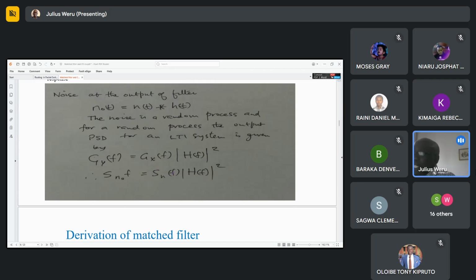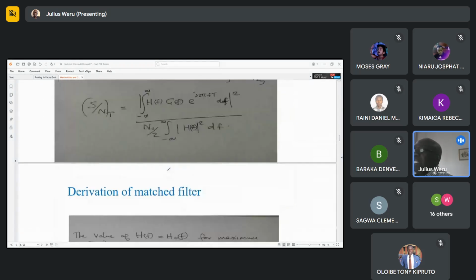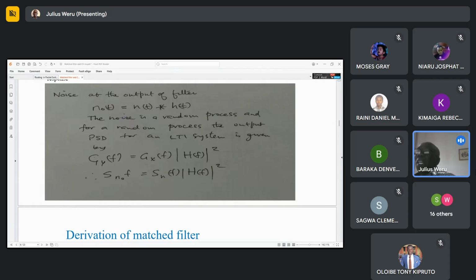So I hope we all get this. It's good to note that for the noise being a random process, this is how you get the output power spectral density: the output power spectral density is related to the input power spectral density by this formula. So for the noise, it is that. Note that equation.